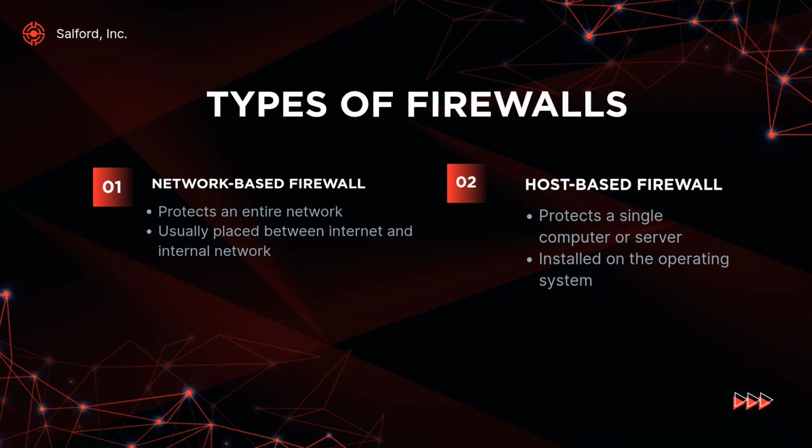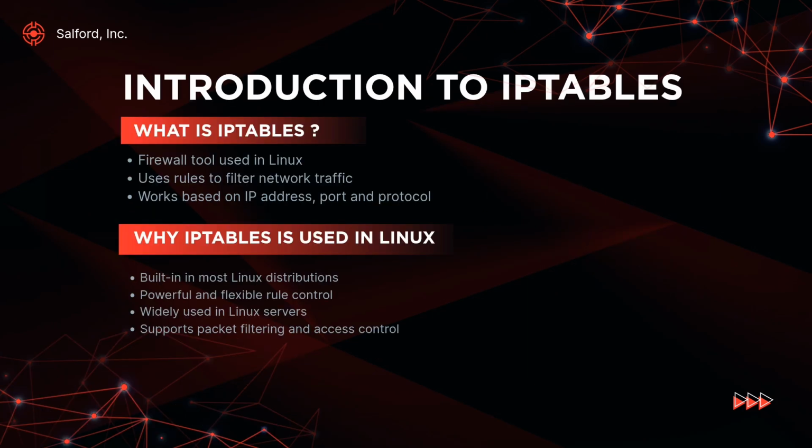Second is host-based firewall. A host-based firewall protects a single computer or server. It runs directly on the operating system. For example, Windows firewall and also Linux IP tables. IP tables is used in Linux because it is very powerful, flexible, and built-in. It gives full control over network traffic and allows users to create custom security rules.